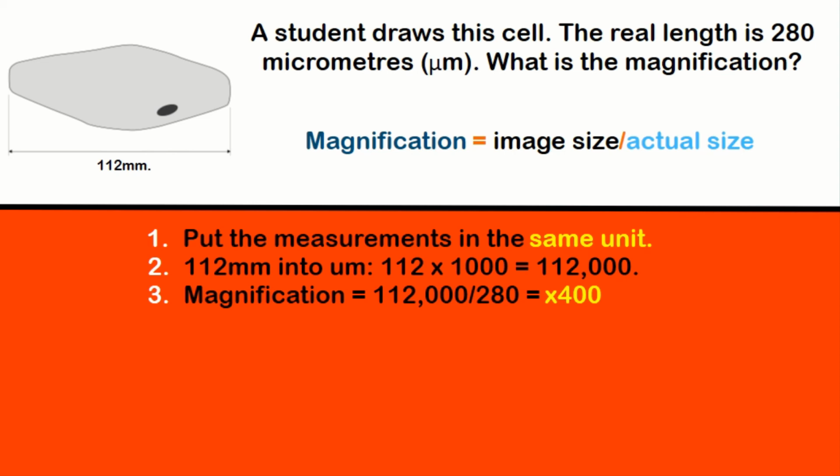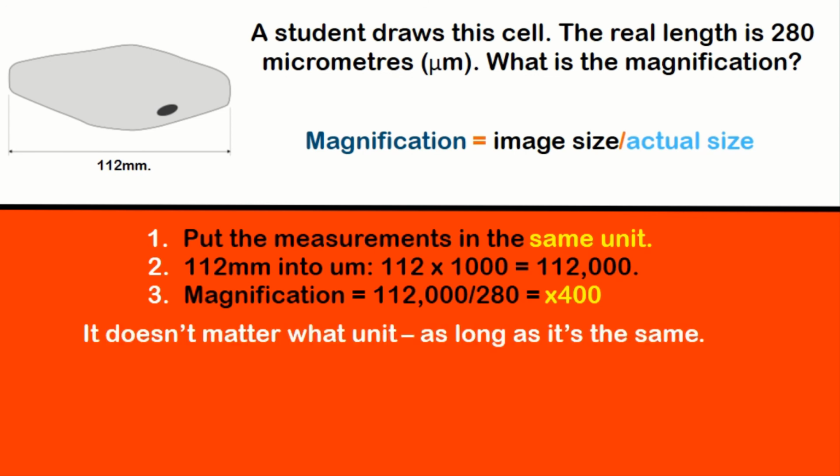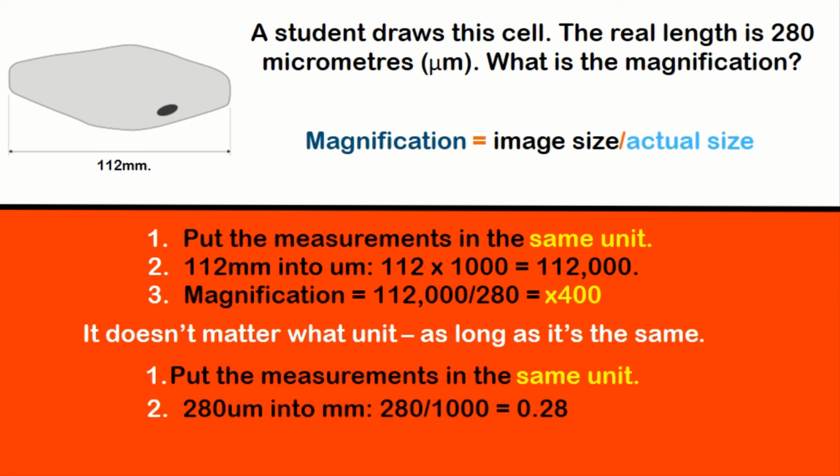Now, in that case, I put millimeters into micrometers, but I could have done the other. It doesn't matter what way I put them in, as long as they're put into the same unit. So let's say, for example, that I'm actually going to put 280 micrometers into millimeters. So now, because I'm going from micrometers into millimeters, that's a bigger unit, I divide it by 1,000, and that gives me 0.28. So now the magnification equals 112 millimeters divided by 0.28 millimeters, and that gives me 400.